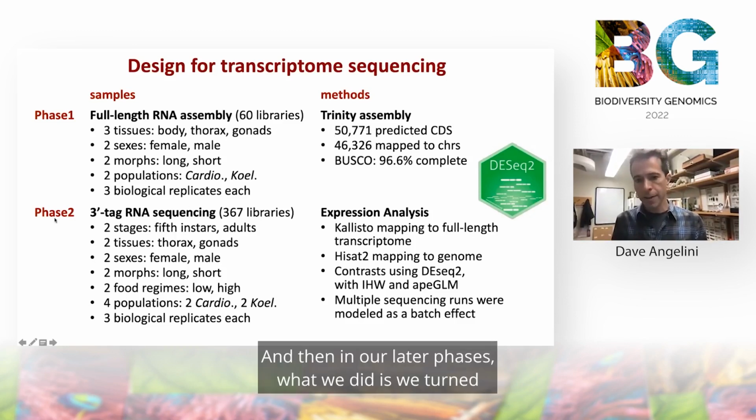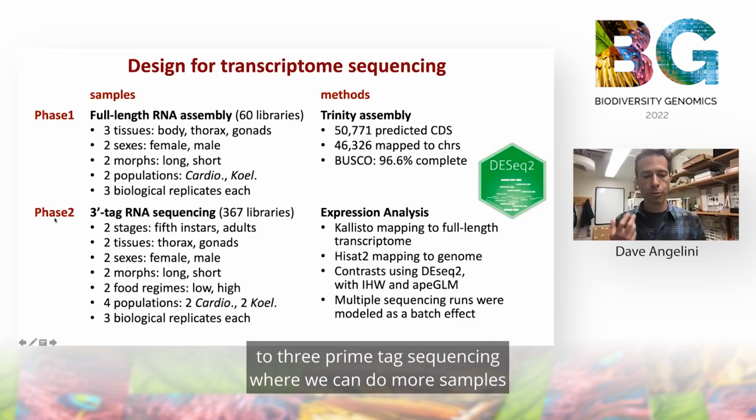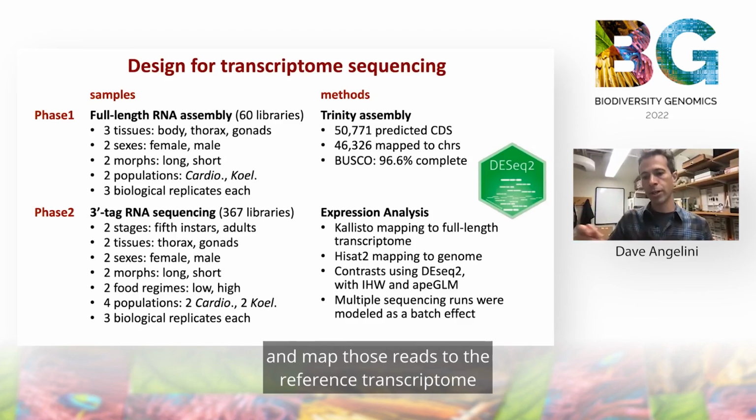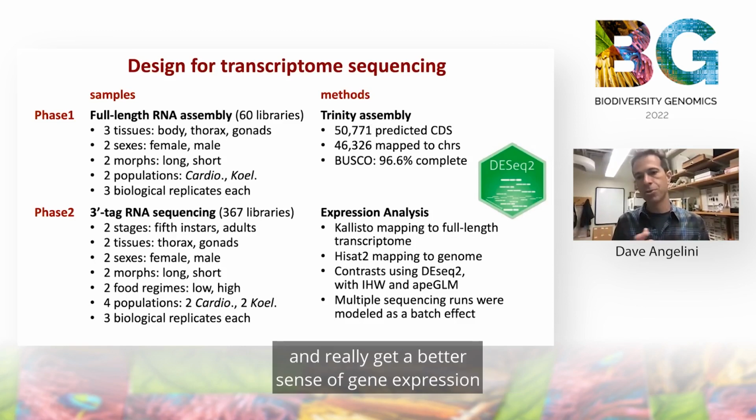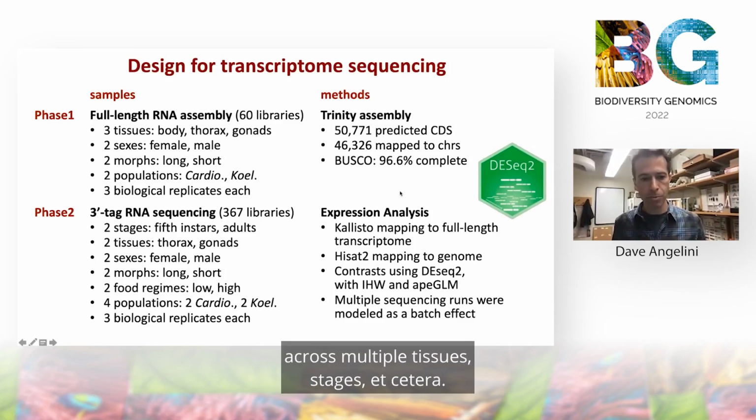And then in our later phases, what we did is we turned to 3' tag sequencing, where we can do many more samples and map those reads to the reference transcriptome or reference genome that we have, and really get a better sense of gene expression across multiple tissues, stages, etc.